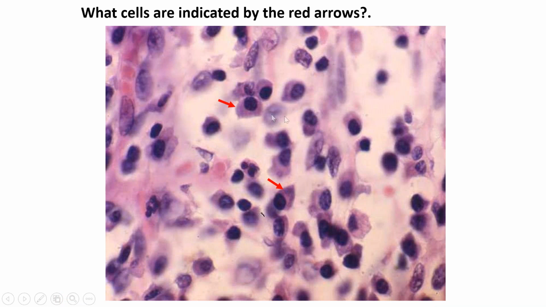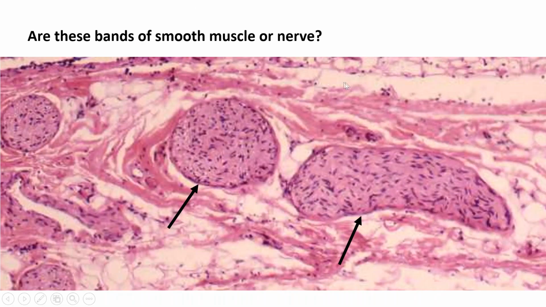Aha! What cell are we seeing in this connective tissue with the red arrow? It is, again, the plasma cell. It's my favorite cell. That's why you see it again. Sorry about that.